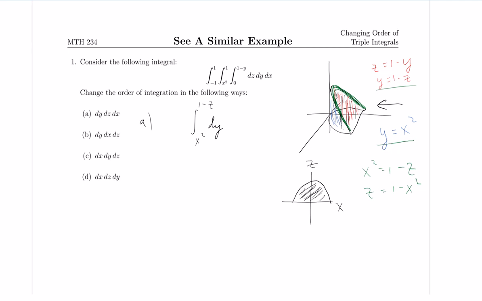And we have to do it in the order that we're told. So the middle one needs to be z, and the outermost one should be x. So x goes from minus 1 to 1, and z goes from 0 up to 1 minus x squared. Okay, so that's part A.